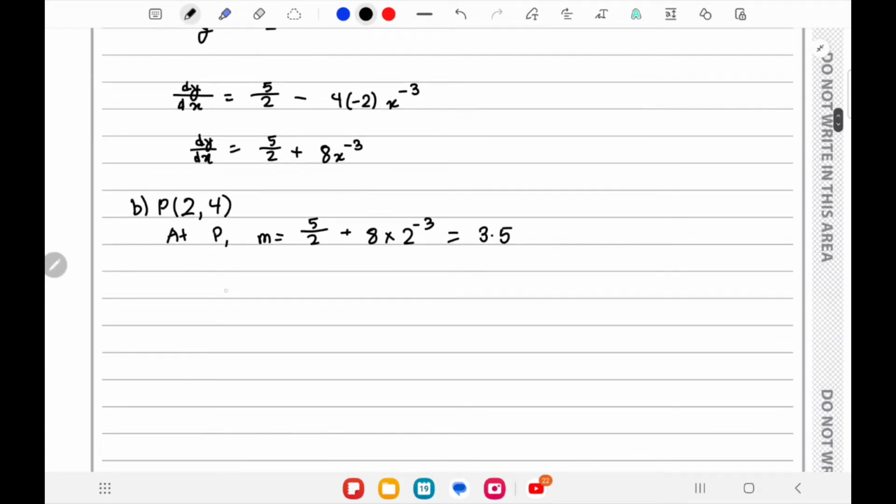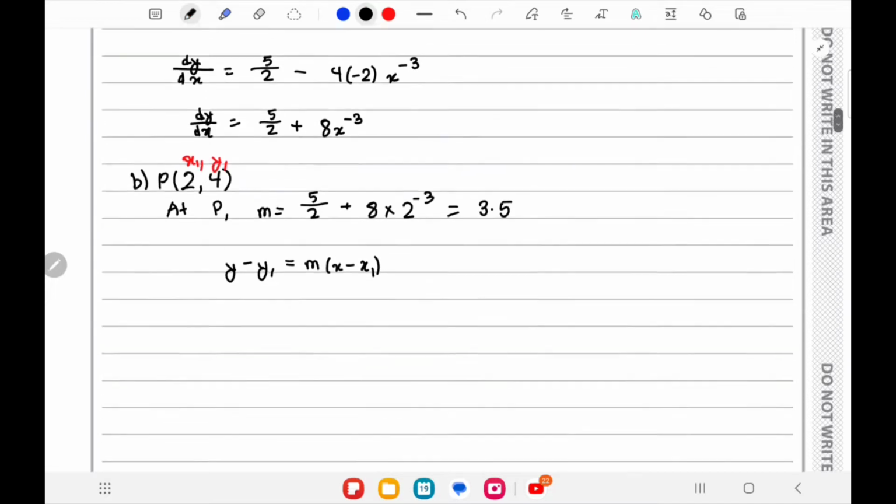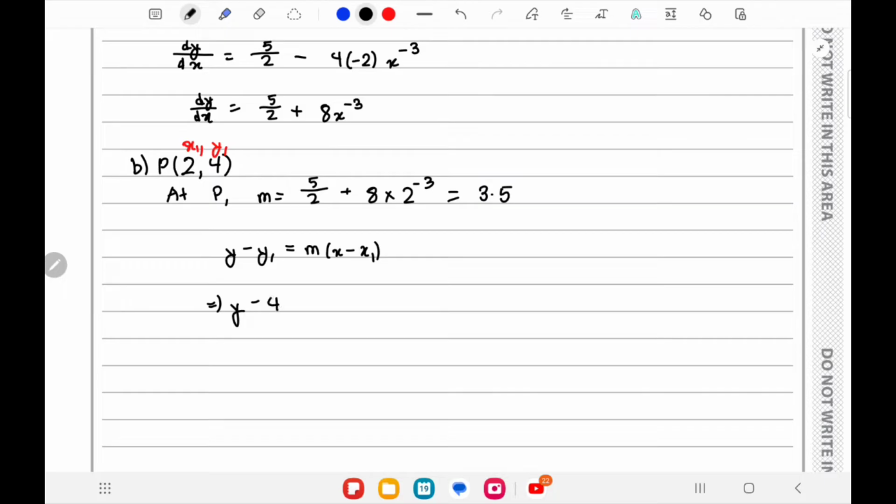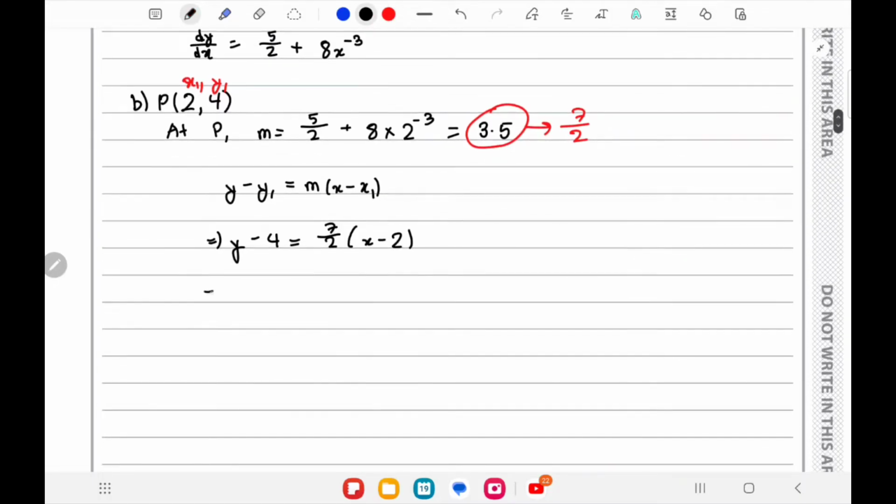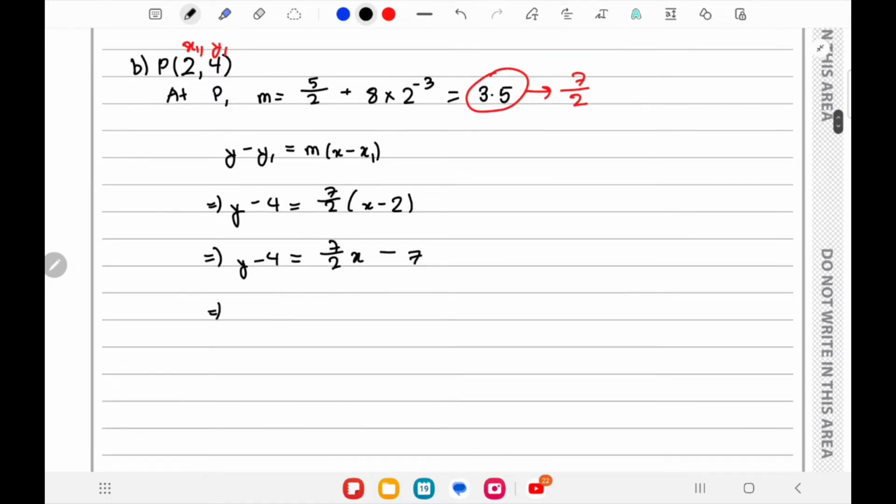Now we can use the equation y minus y1 equals m (x minus x1). This is our x1 and this is our y1. So we can write y minus 4 equals 7 by 2 (x minus 2). This is 7 by 2. So y minus 4 would be 7 by 2 x minus 7. So we multiply both sides by 2, we'll get 2y minus 8 equals 7x minus 14.